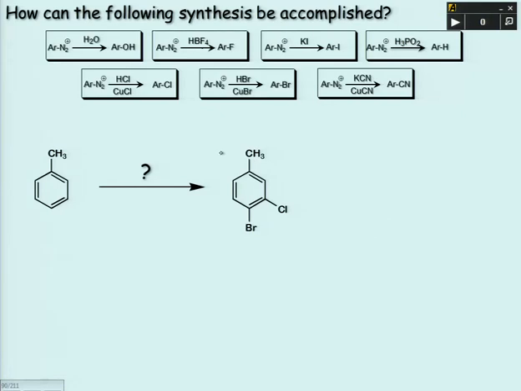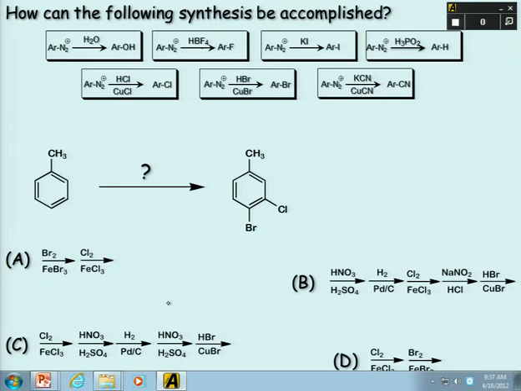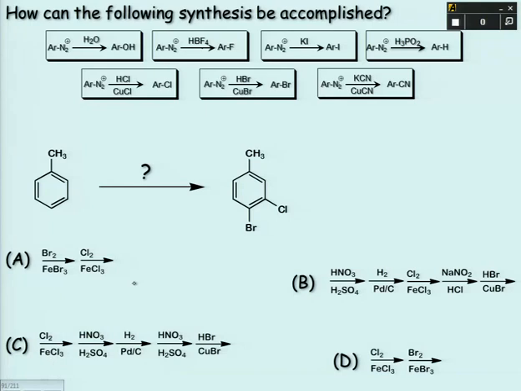So what do we have to do? Here we have toluene. We need to introduce a bromine. We need to introduce a chlorine. How do you do it? How do you introduce a chlorine? How do you introduce a bromine? Well, let's see. There's some possibilities. Pick the one you like. What do you think?